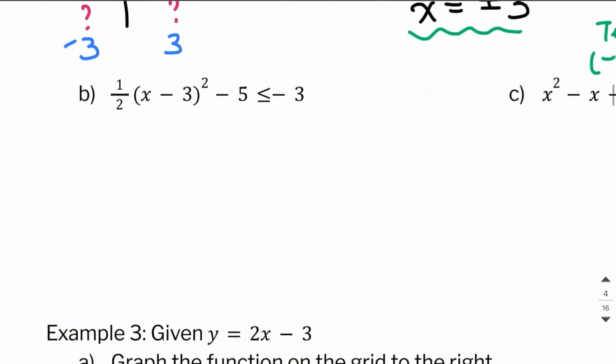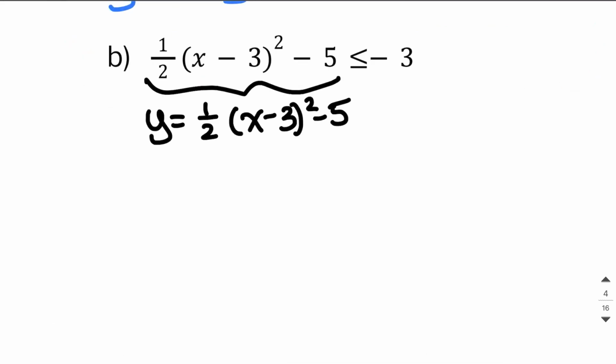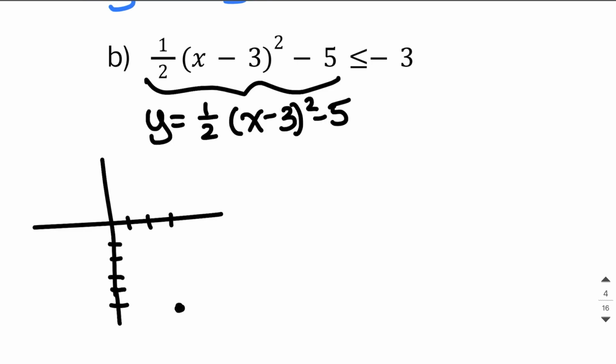Okay, all right, let's take a look at question B. B is a little bit trickier. So here, we're going to graph out y equals 1/2 times x minus 3 squared minus 5. Well, we know that the vertex of this parabola right here is going to be at 3, -5. So if I were to draw a sketch of this right here, I can go to 1, 2, 3, -5. And I know that this is where my parabola's vertex would be.